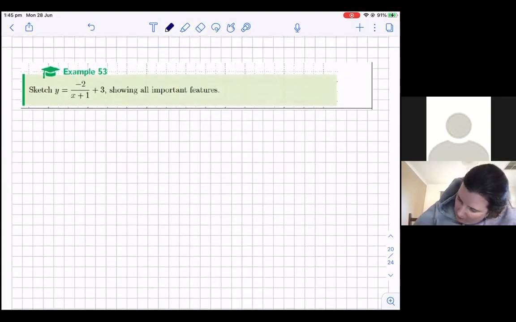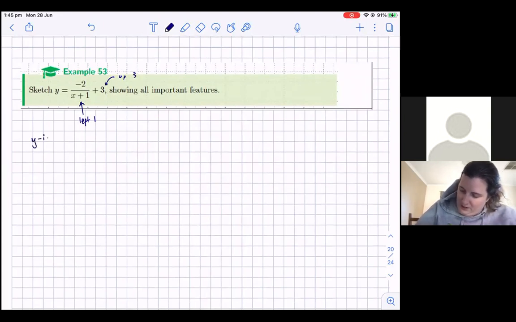Here it's been moved left 1. Here it's been moved up 3. Y-intercept, make x equals 0. So y is -2 on 1 plus 3. So y is going to be 1.